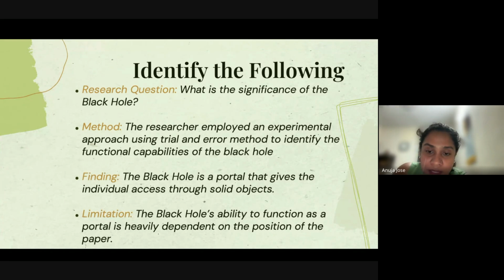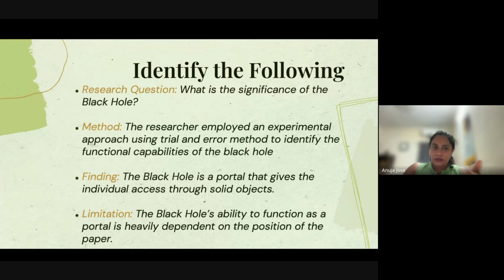Almost all of you got the answers correct. But the problem is that you have written it in two sentences. You have added and, but, and if and all. If this happens, that happens. And this happens and that happens. Instead of using all these words, no extra words, be concise and put it in one sentence. That's why I said put it in one sentence. I've showed you how you can put it in one sentence. The black hole's ability to function as a portal is heavily dependent on the position of the paper.